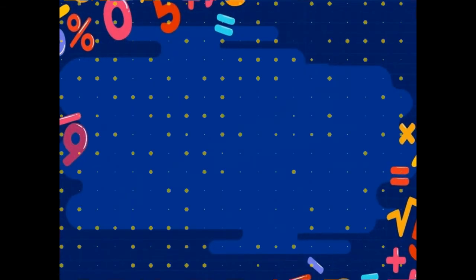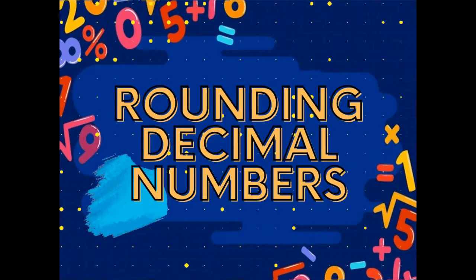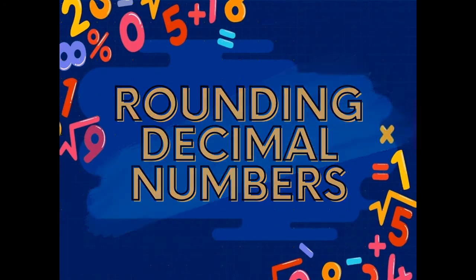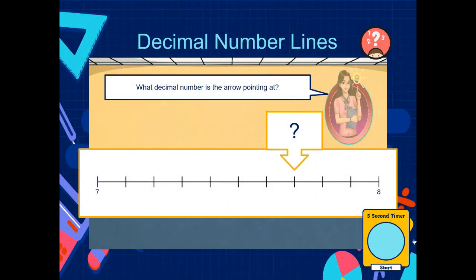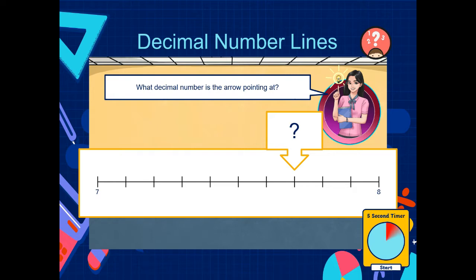Today, I'll discuss to you rounding off decimal numbers. To start with, let us have a short exercise. Given two whole numbers, 7 and 8, what do you think is the decimal number where the arrow is pointing at? That's right. The arrow is pointing at 7 and 7/10.